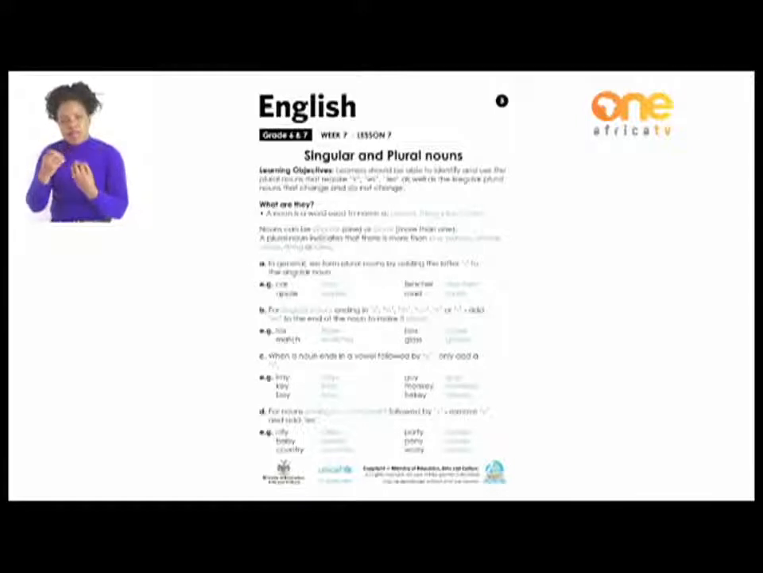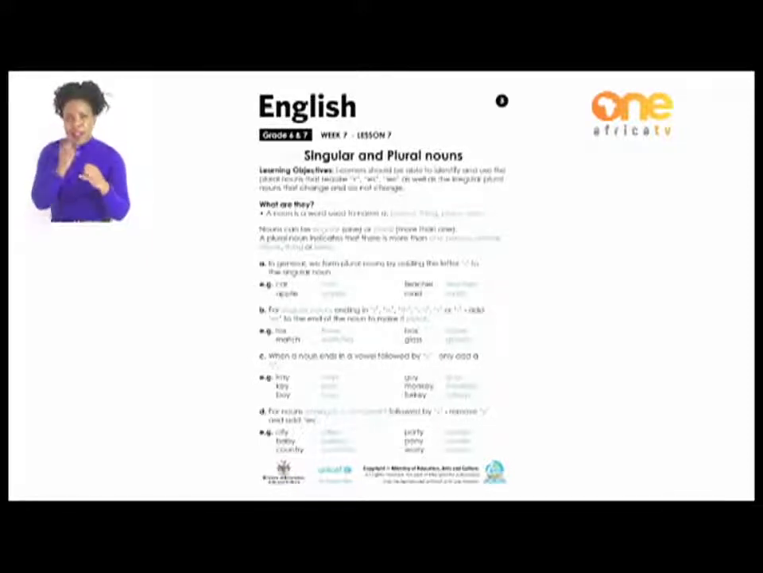For singular nouns ending in S, SS, sh, ch, x, or z, add es to the end of the noun to make it plural. For example, fox, foxes, match, matches. 1 box, 2 boxes. 1 glass, 2 glasses. When a noun ends in a vowel followed by Y, only add an S.